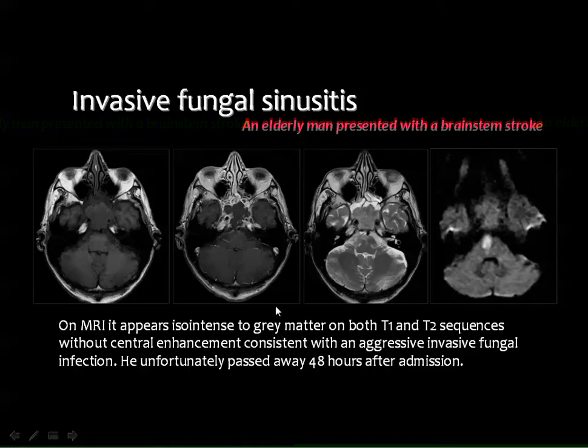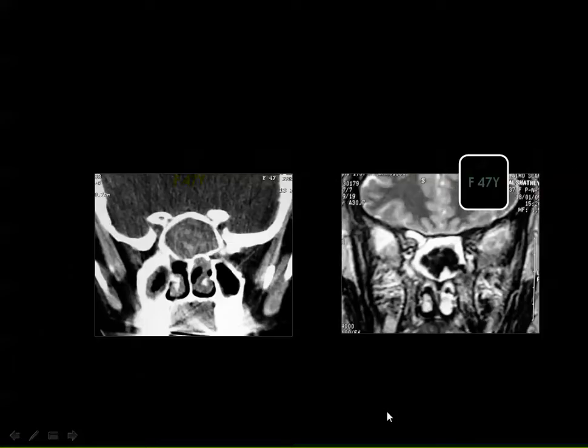And many times if you inject contrast, the fungus will show enhancement, but in this example, the fungus does not show significant enhancement. And this is a diffusion weighted image showing the main cause of the patient presentation, which is a brainstem stroke or acute infarction, of course, because of the intimate relation between the fungus and the basilar artery.